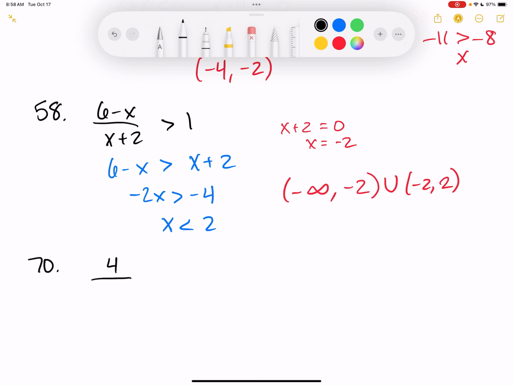4 over x plus 1 is less than 2 over x plus 3. So you've probably seen this type of problem before as an equality. And there's some special thing that we do with these, but I don't know if you'll remember what it is.